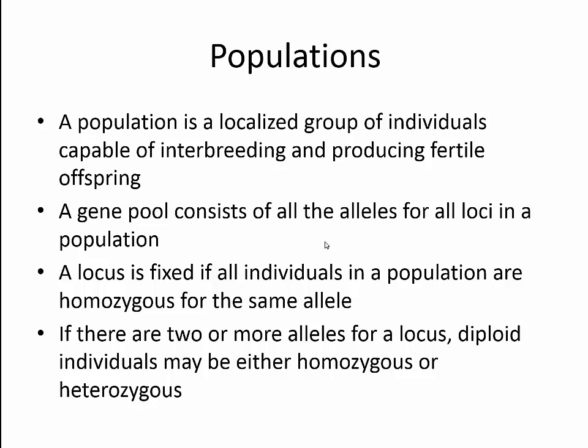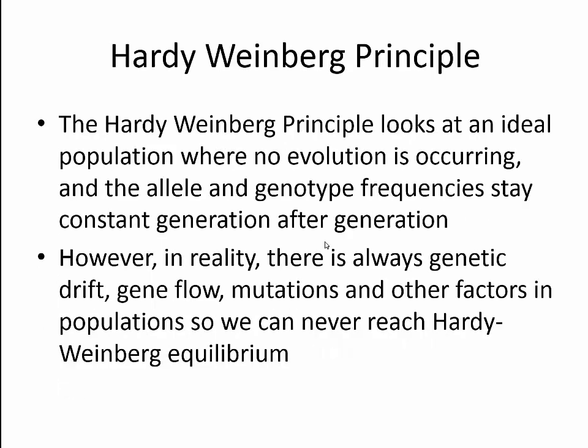So before we even talk about populations, we should actually define it. A population is a localized group of individuals capable of interbreeding and producing fertile offspring. A gene pool consists of all the alleles for all loci in a population. So that is the real definition of a gene pool. A locus is fixed if all individuals in a population are homozygous for the same allele. If there are two or more alleles for a locus, diploid individuals may be either homozygous or heterozygous.